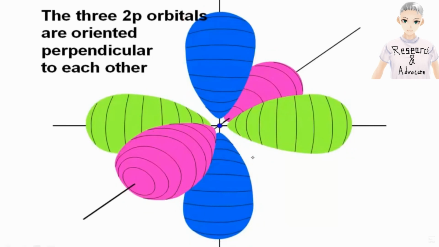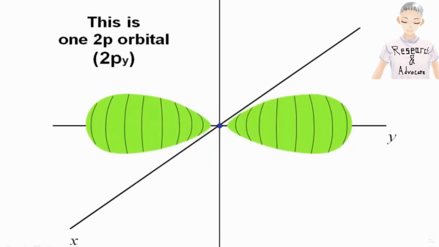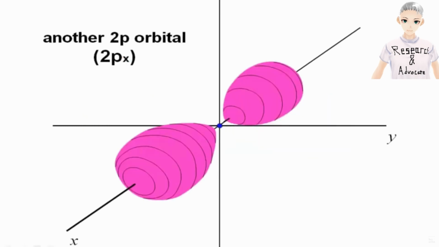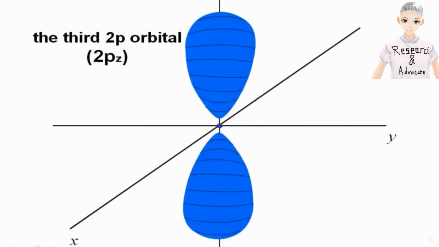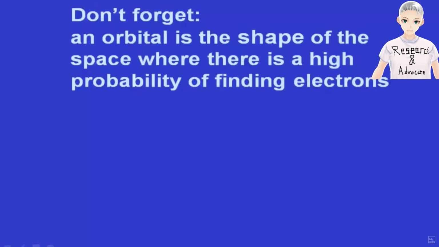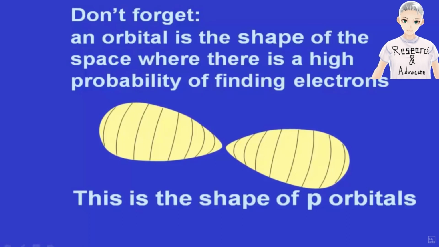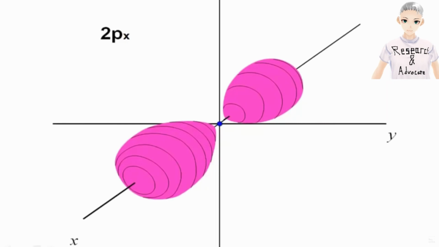Now, each orbital, as you can see, consists of 2 lobes. So both lobes together constitute just one orbital and can only hold a maximum of 2 electrons. So we designate each individual orbital by the axis it's on. So here the 2p orbitals will be called 2py, 2px, and 2pz. We cannot forget the orbital is the shape of the space where there's a high probability of finding electrons. And p orbitals, you could call them a dumbbell shape. They have 2 lobes. So let's say that fifth electron from boron goes into 2p.